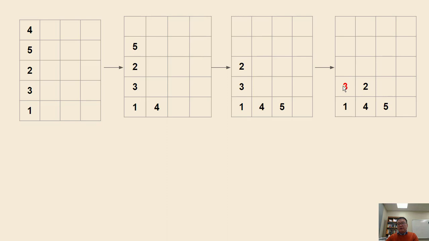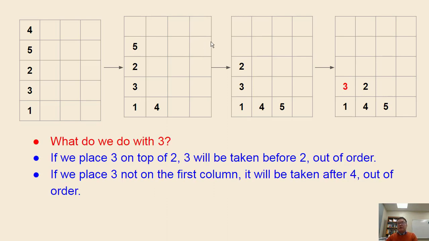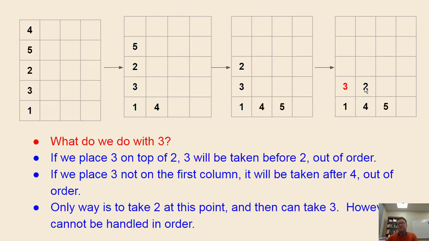So the only way to handle 3 is we have to take 2 out, because 3 has to go on this stack. 4 is the bottom, so 3 has to go before 4. So at this point, we have no choice but to take 2. But by taking 2, that means we cannot handle 1 anymore, because we've already taken 2. So anything less than 2 can no longer be handled.